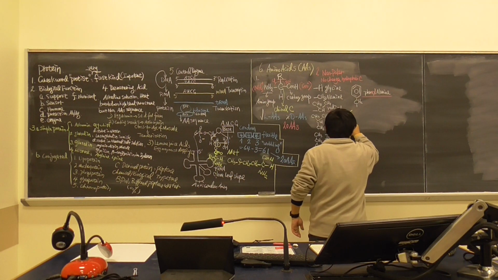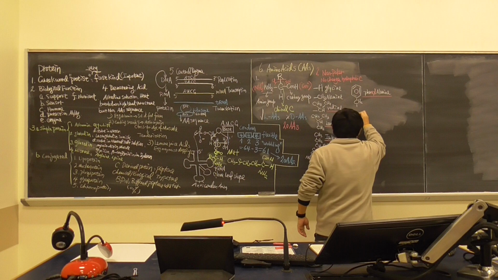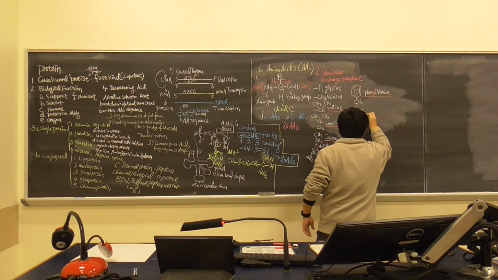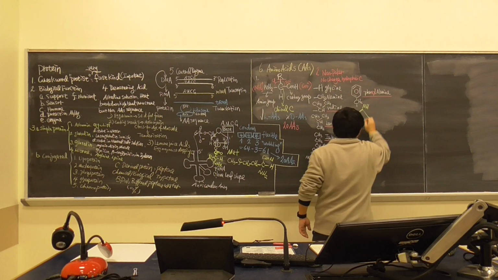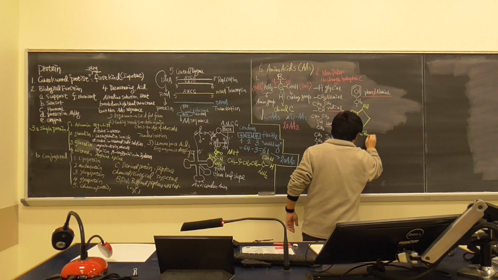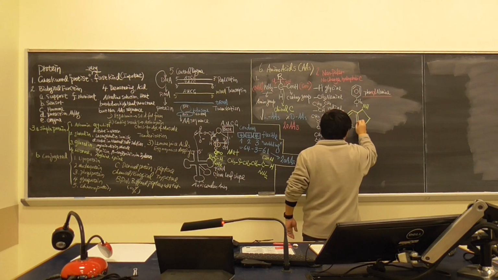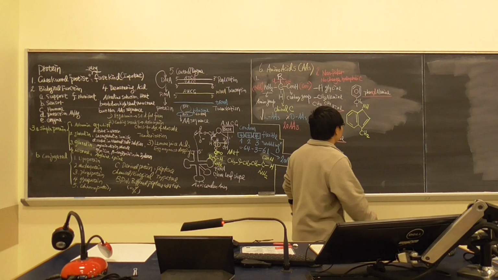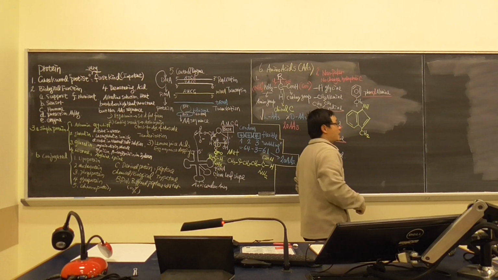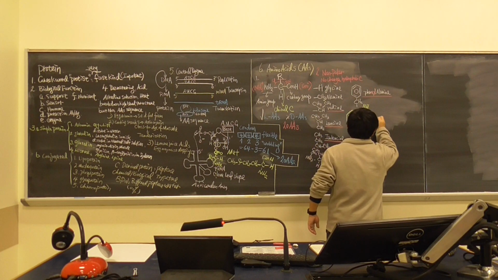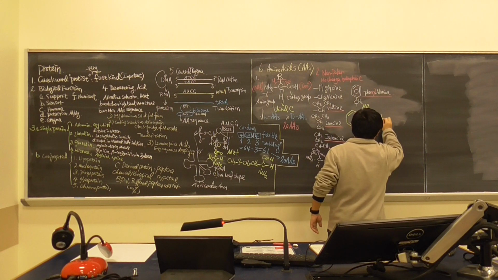So I use a different color. We need to have this guy right here, 6 carbon, 5 carbon. There you go, NH. And you have CH2 right here. This is easy. Don't forget the double bonds right here. What is this? Tryptophan. Tryptophan.